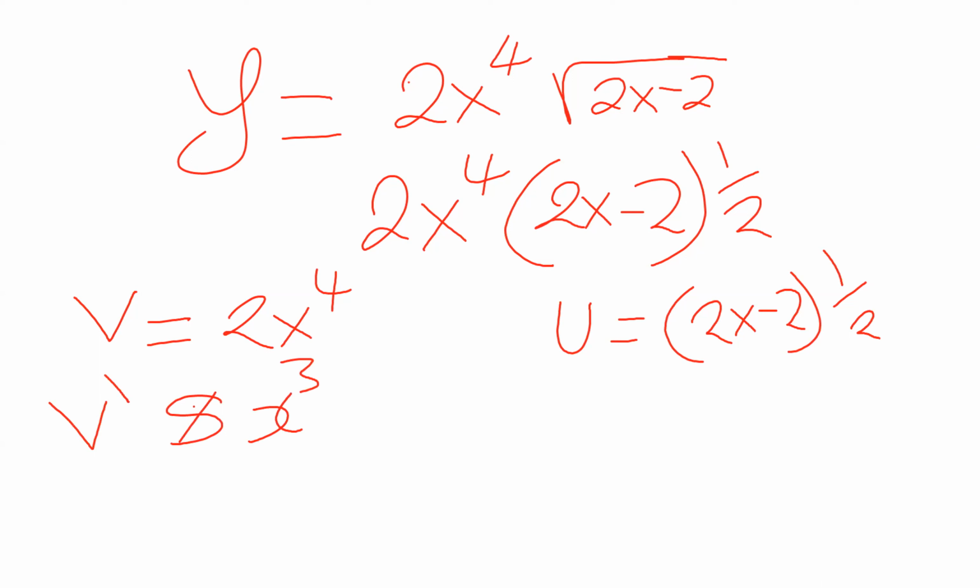You drop the power, multiply, you know, those things. And then here you need the u prime, which means you need to differentiate this. So now, what method can you use to differentiate this part?